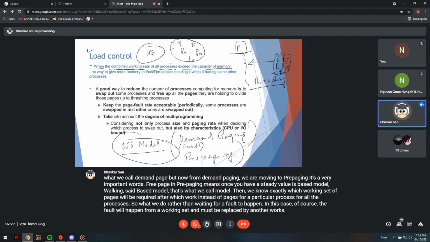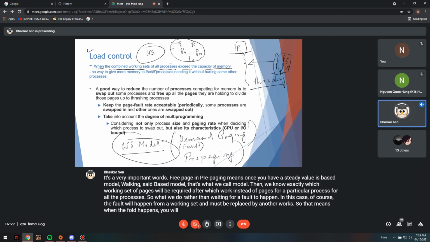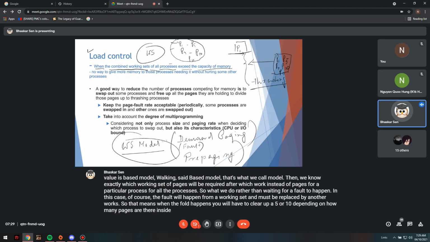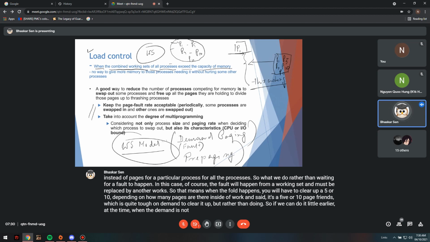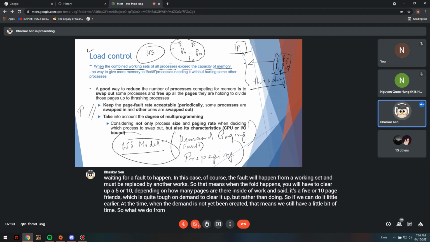So that means when the fault happens, you will have to clear up 5 or 10 page frames, depending on how many pages are inside a working set, which is quite tough to do on demand. But rather than doing so, if we can do it a little earlier, at the time when the demand has not yet been created, that means we still have a little bit of time. So what do we do from time to time? This is a periodic operation.